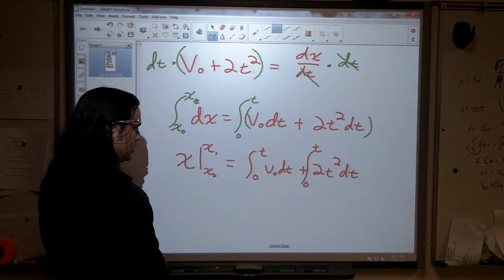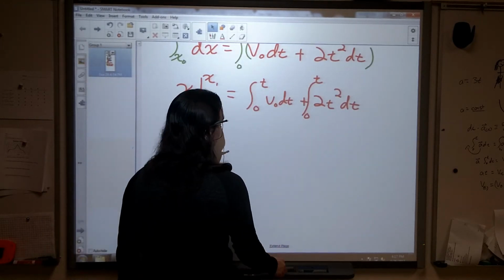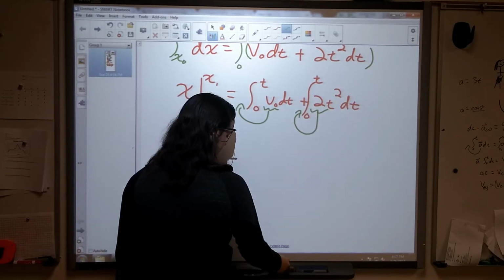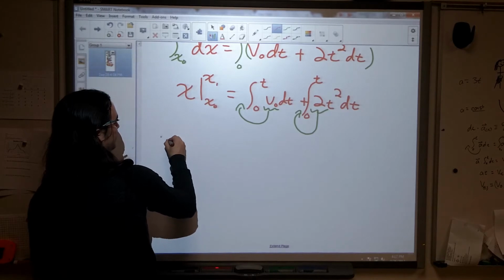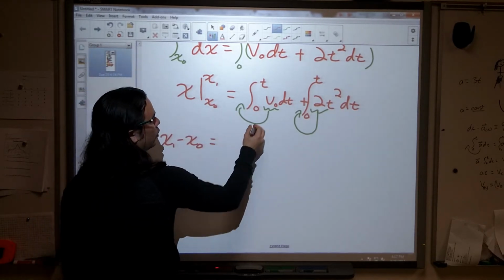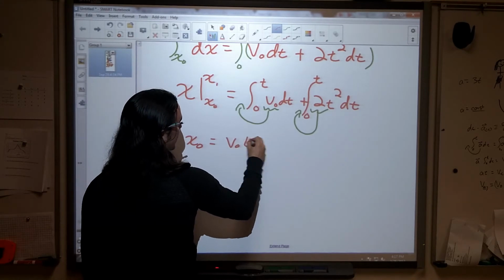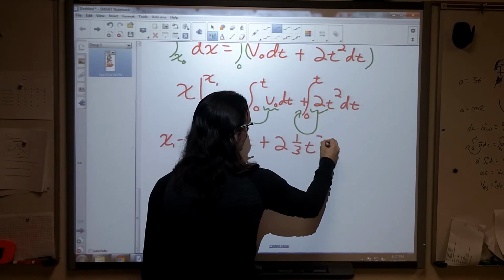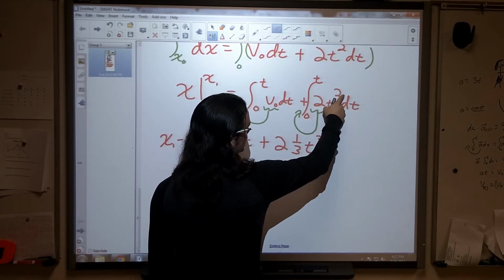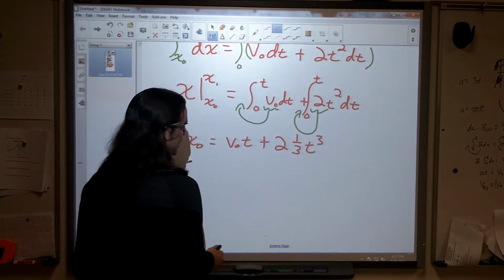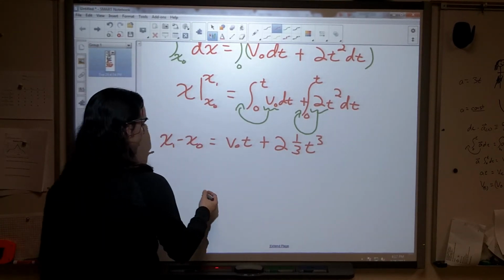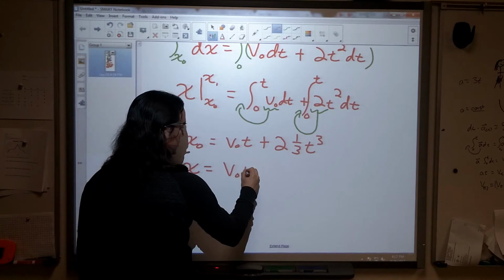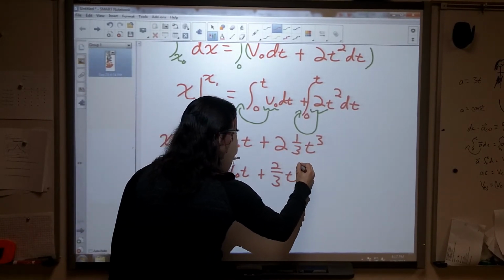I like writing it out like that so I can see it a little bit more clearly. A few things. One, initial velocity is a constant. It can come out. Two is also a constant. It can come out. I'm going to evaluate this. That'll be x final minus x initial equals v naught times t plus 2 times 1/3 t cubed. The lower limit is 0, a whole bunch of zeros, so that actually disappears. Remember, this is final minus initial. We can describe that as delta x equals v naught times time plus 2/3 t cubed.